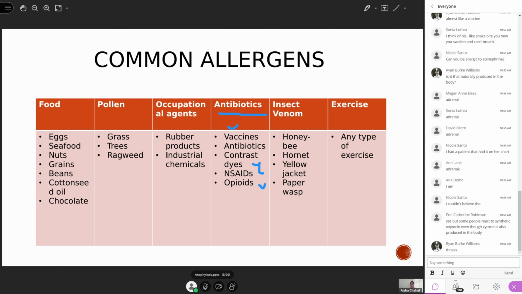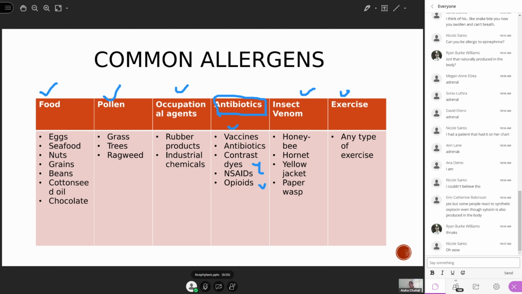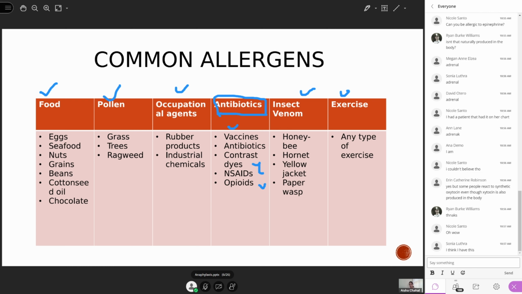And so the foods that can cause allergy, common foods are eggs, seafood, nuts, grain, beans, cottonseed oil, chocolate. Some of the pollen can cause it. Occupational agents are there. I talked about the medication, it should be medication. Insects and exercise. Sometimes there is an exercise-induced anaphylactic reaction as well, where people are exercising more and there is a stress response that gets started in the body, and so it causes the same type of reaction that we see in anaphylaxis. Okay, this is called exercise-induced anaphylactic reaction.